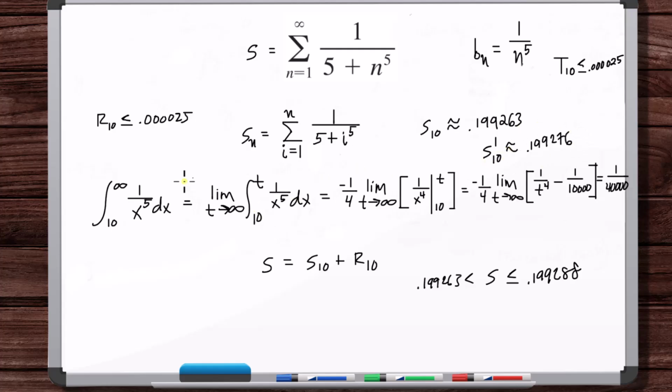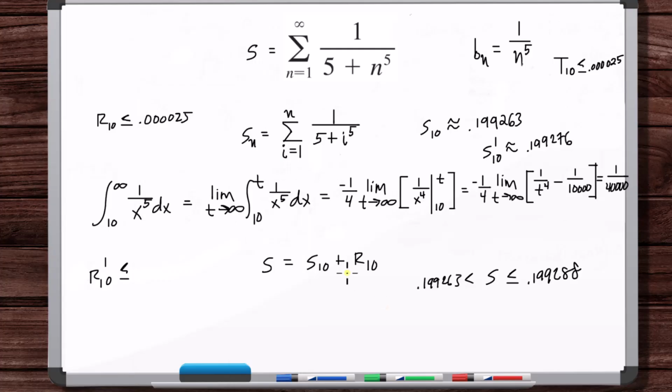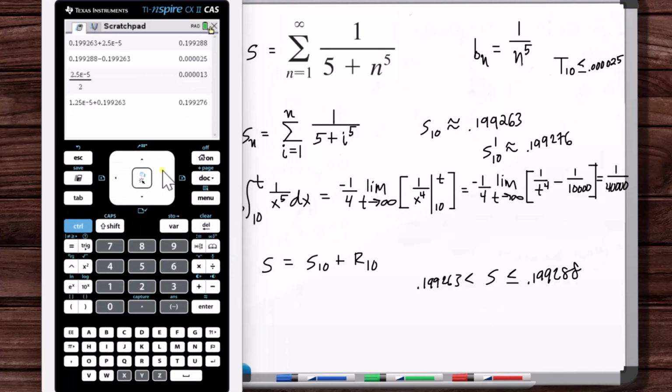And actually, yes, we have improved the r sub 10. We'll call it r sub 10 prime. What's this going to be? It's this range here: 0.199288 minus 0.199263. Okay, yeah, right. We haven't changed the range. Okay, so did we improve the r sub 10? Oh, no, we have, because we divide this by 2. That's right, we have improved it, exactly, because we divide this by 2.